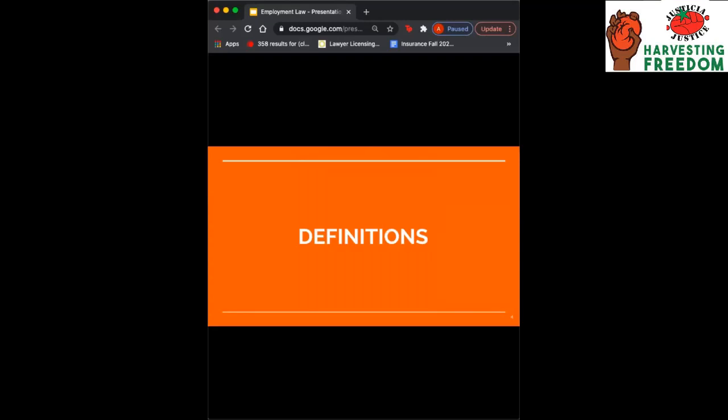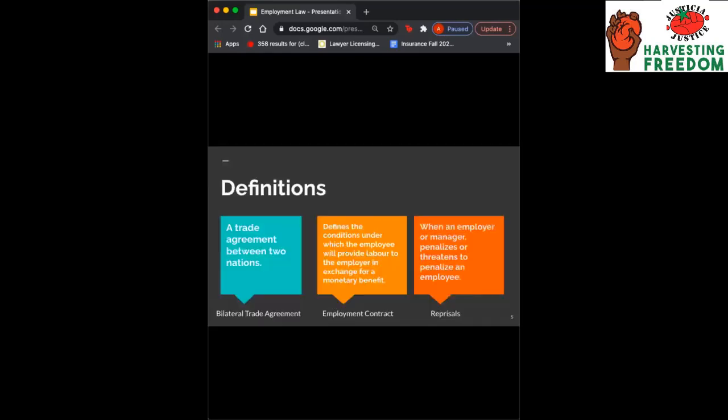So next, we're just going to go through some definitions that we've had modified from an employment law textbook. So the first definition, a bilateral trade agreement. This is a trade agreement between 2 nations. An employment contract defines the conditions under which the employee will provide labor to the employer in exchange for a monetary benefit. Reprisals, when an employer or manager penalizes or threatens to penalize an employee.